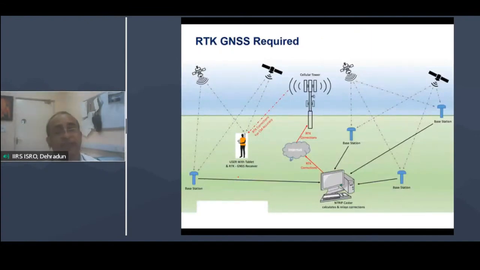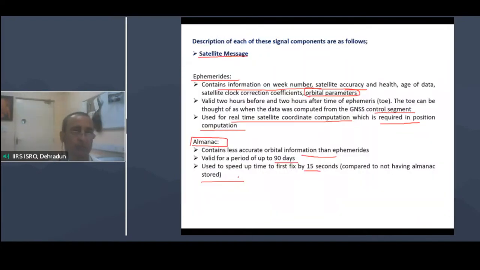So here I have given you the idea about the measurement techniques. In the hardware, we can adopt different types of measurement techniques. The first is the code measurement technique, the second is the carrier measurement technique, and the third data is the satellite message. The satellite message gives the health of the satellite, the age of the satellite, its coordinates, its current position, and all this information is used in code measurement as well as in carrier measurement.